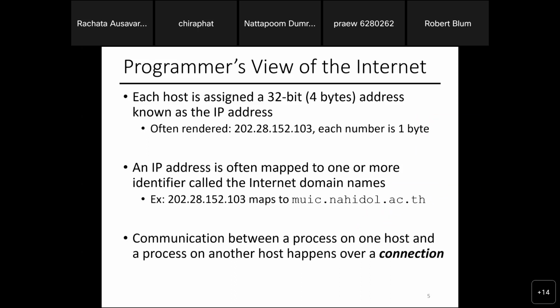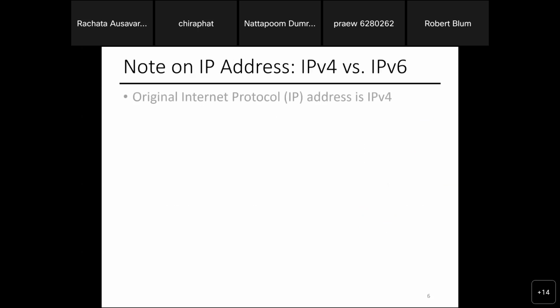Some of the IP addresses also do not map to a domain name. Sometimes they're not used, right? So you try to go to that IP, it doesn't exist. It doesn't have a destination. Communication between a process on one host and another host happens over what we call a connection. We connect the 2 hosts together, right?